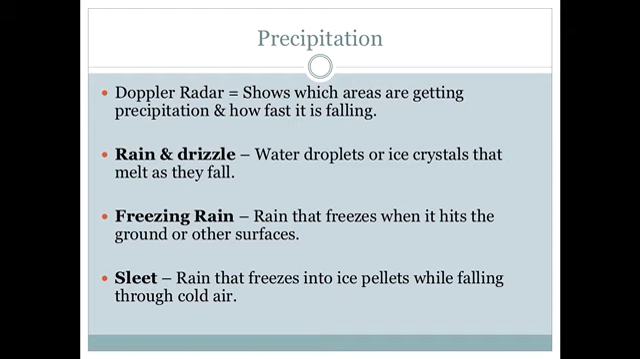Sleet. This is rain that freezes into ice pellets while falling through cold air. So this is rain, but once it reaches a layer in the atmosphere that is really, really cold, it's freezing, then that's when those water droplets become ice pellets and they fall to the ground.